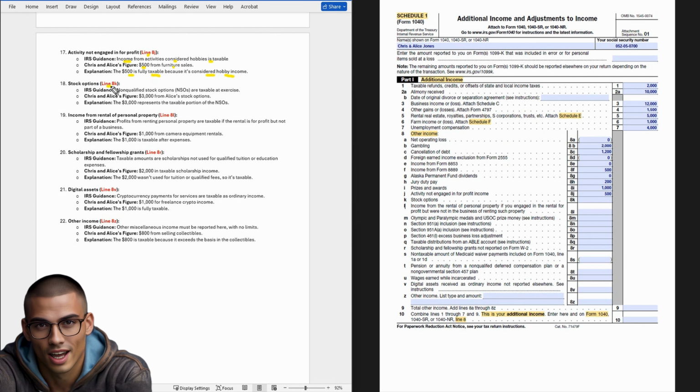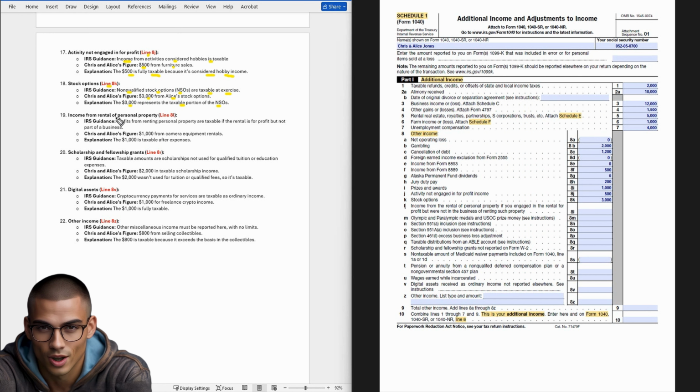Next, on line 8K, we have stock options, and non-qualified stock options, known as NSOs, are taxable when you exercise that stock option. So Alice and Chris, they had $3,000 from Alice's stock options. The $3,000 represents a taxable portion of the non-qualified stock option. So Chris and Alice would need to report on 8K $3,000.